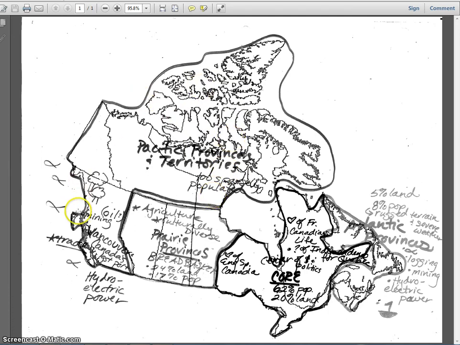It's the second largest country in terms of land area in the world, Russia being number 1, Canada is number 2. The largest block of settlement is in the southeast part of Canada near the valley of the St. Lawrence Seaway, which is in this area right here. You're talking about Toronto and Montreal. That's the biggest area of settlement.